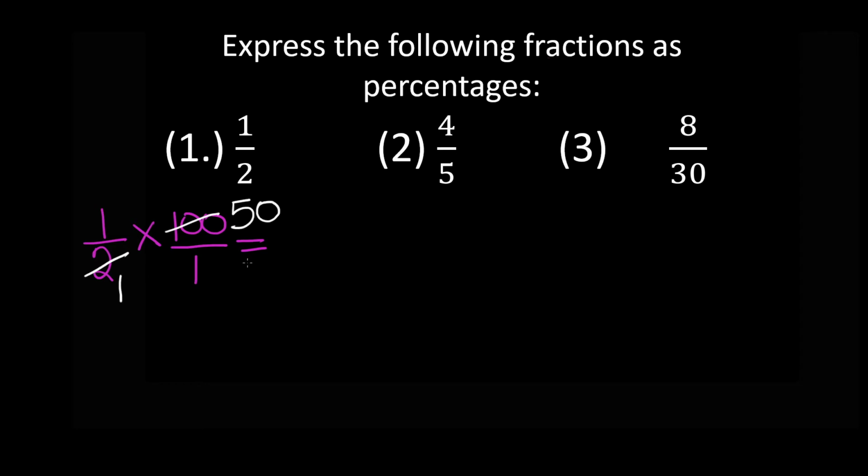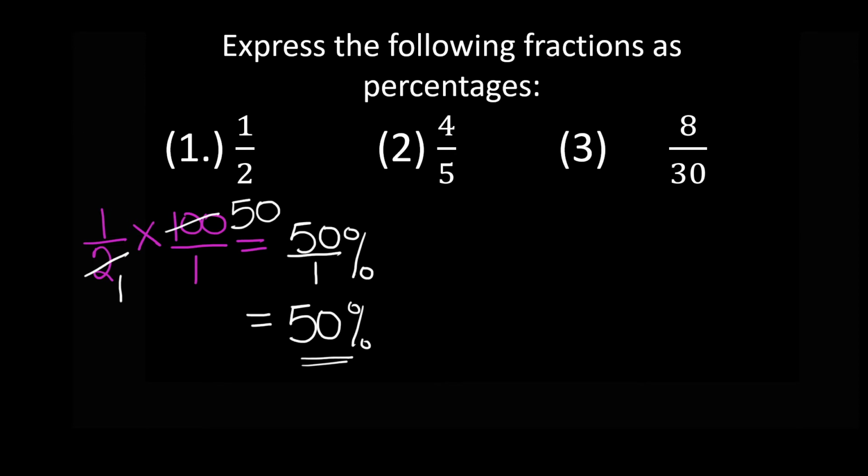If you take a look, nothing can divide anymore, right? So I can multiply out: 1 times 50 is 50, 1 times 1 is 1. And take note, we are converting to percentage, right? So you have to put the percent sign. And 50 over 1 is the same thing as 50. So your final answer will be 50%. Very easy.